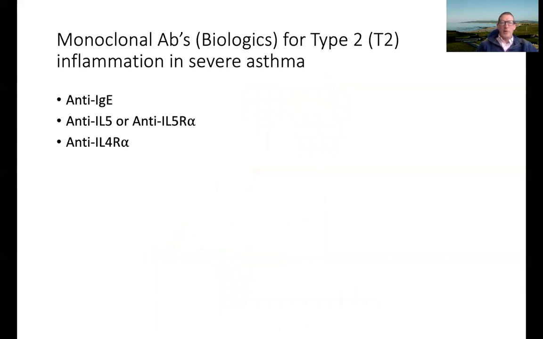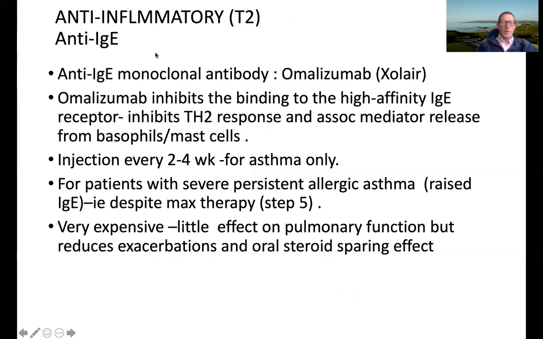You should probably know about the biologics, but you don't need to know much about them, you just need to know they exist and the three classes, which are anti-IgE, which blocks IgE, as it says on the tin, drugs which block IL-5, which can block either IL-5 itself or the IL-5 receptor, or drugs which block the interleukin-4 receptor. We'll start off with anti-IgE, so these are anti-inflammatory, blocking the type 2 inflammatory process. These are all monoclonal antibodies, which is why they all end in MAB.